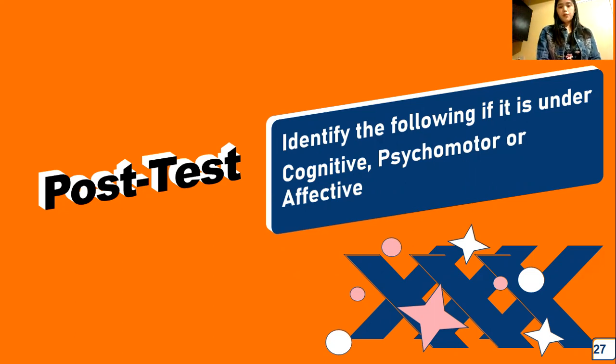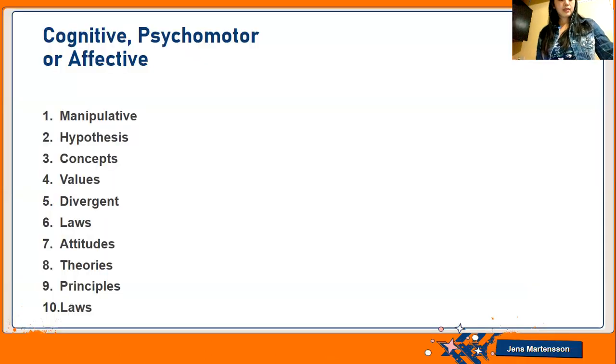And next, we're going to have our post test. Identify the following if it is under cognitive, psychomotor, or affective. So here it is. Number one is manipulative. What is this skill? Is it cognitive, psychomotor, or affective? And then number two, hypothesis. Number three, concepts. Number four, values. Number five, divergent. Six, laws. Seven, attitude. Eight, theories. Nine, principles. And number 10, laws. You're going to choose between cognitive, psychomotor, or affective.